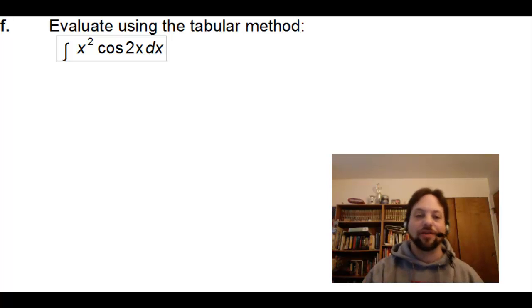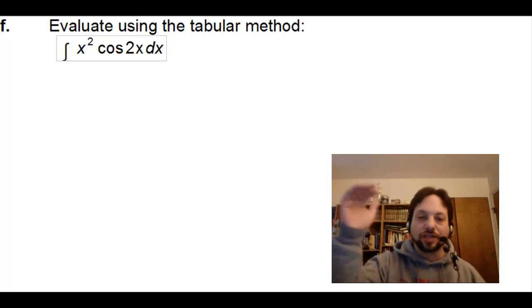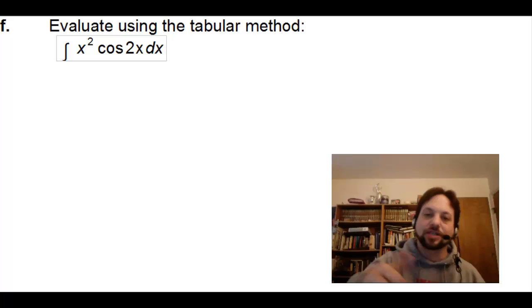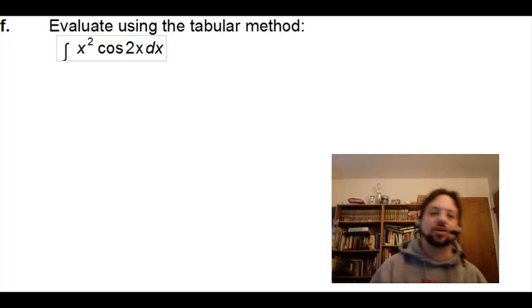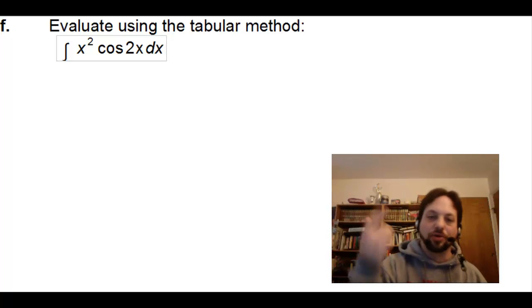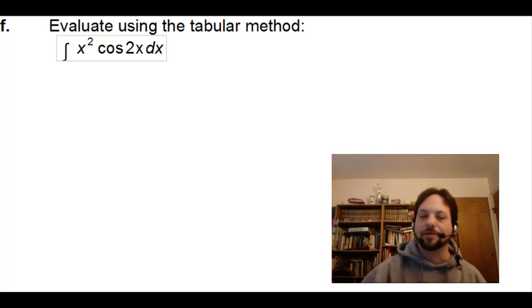In example F, you see we have x squared cosine of 2x. The x squared over time will differentiate down to 0. Think about it. x squared goes to 2x, goes to 2, goes to 0, and it's gone, as we discussed earlier, while the cosine of 2x is going to just keep going around: cosine, sine, cosine, sine.